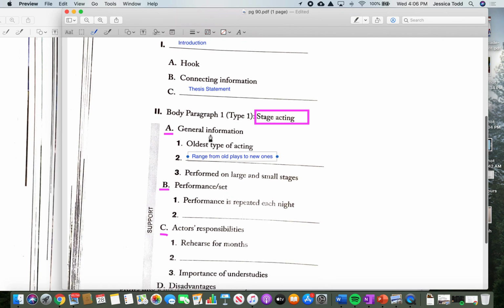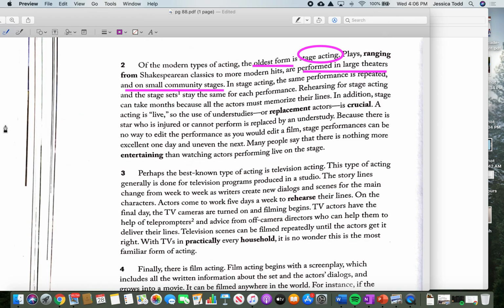Performance and set. This is still body paragraph number 1, so it's still talking about the stage. And it says the performance and set is repeated each night. And then it has some blank information. So again, I'm going to go back to the original essay, and I'm going to look for the performance is repeated each night, and I'm going to underline it. Okay, in stage acting, the same performance is repeated. Oh, repeated, and the stage sets stay the same for each performance.